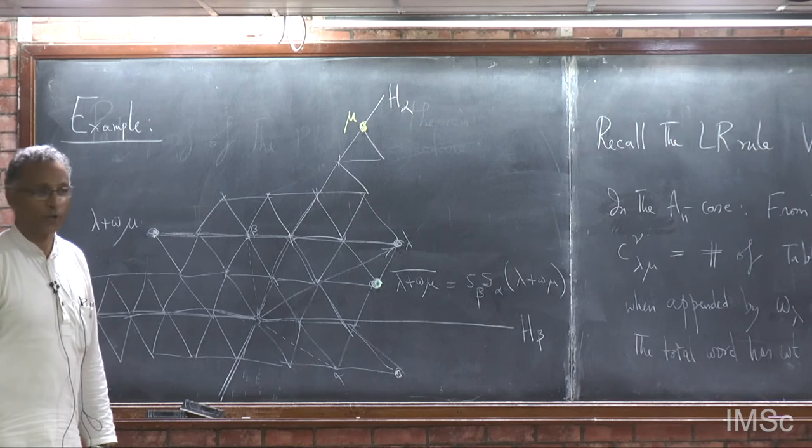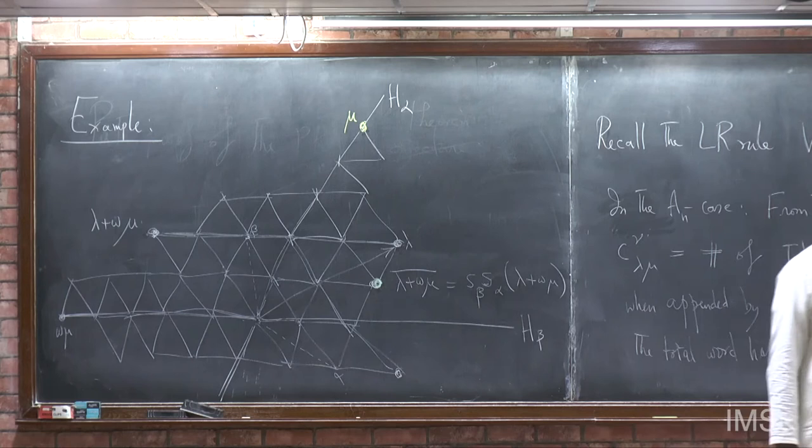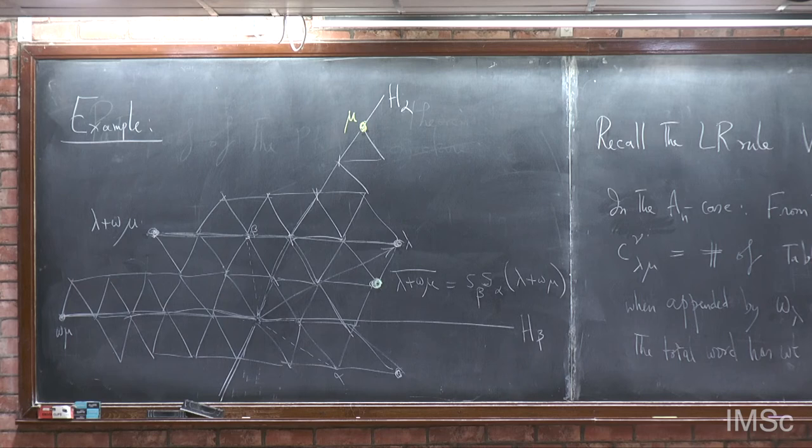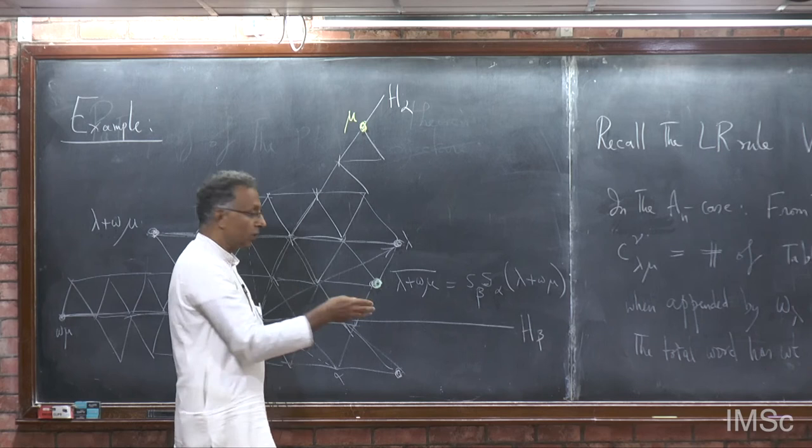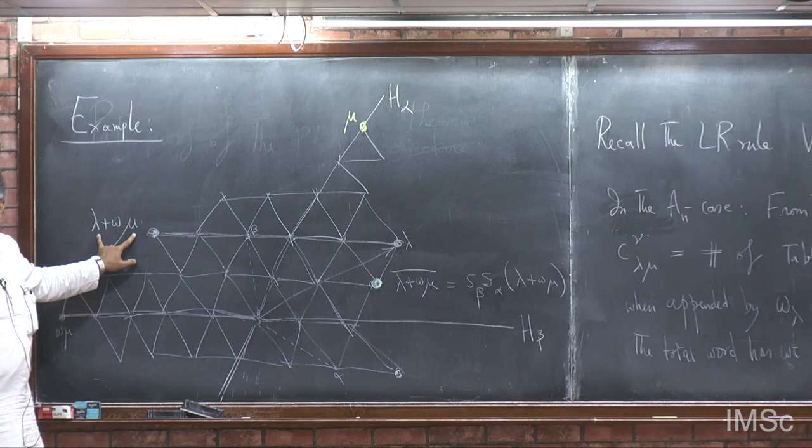Okay, here is the stupid idea. So now how am I going to do this with paths? Let's think very stupidly, right? Can I get a path ending here? What is this? This is some strange thing in the dominant chamber, some weight, right? How is it defined? It's defined as the conjugate of this, correct? Okay. So let me do the following.